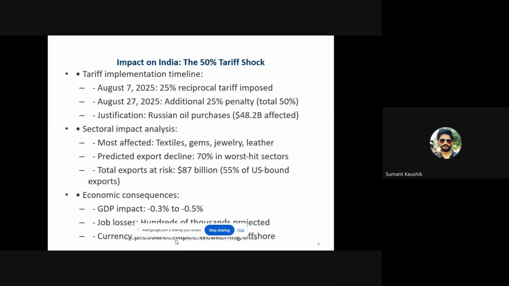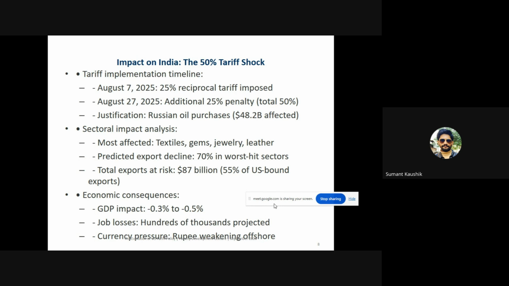It will also have some impact on our GDP, and it is expected to cause about a 0.3 to 0.5% reduction in the GDP of India because of the fall in exports. Job loss will also be there, because these sectors being affected will cause a lot of job loss, specifically in this sector. How much it would be, we will see in the Power BI analysis.